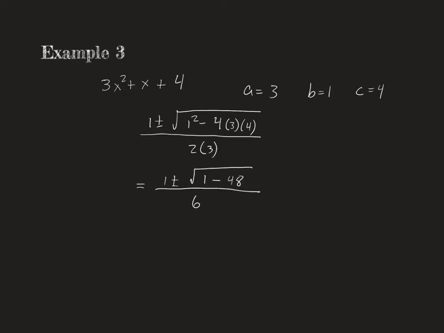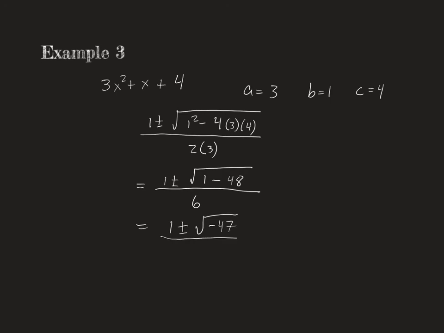For example 3, you already have a problem that I already worked out. Now, there's something specific that I need you to look at. Right here, inside the square root, b squared is too small compared to the negative 4ac. So when you simplify this one more step, you're going to get the square root of negative 47.